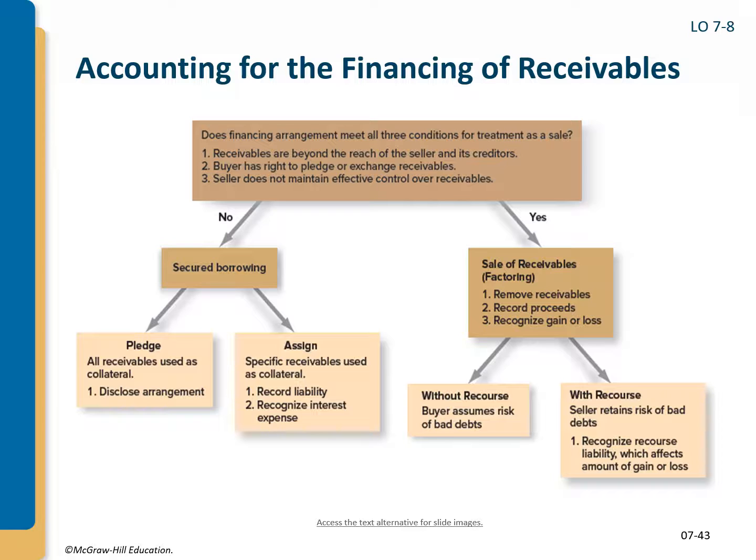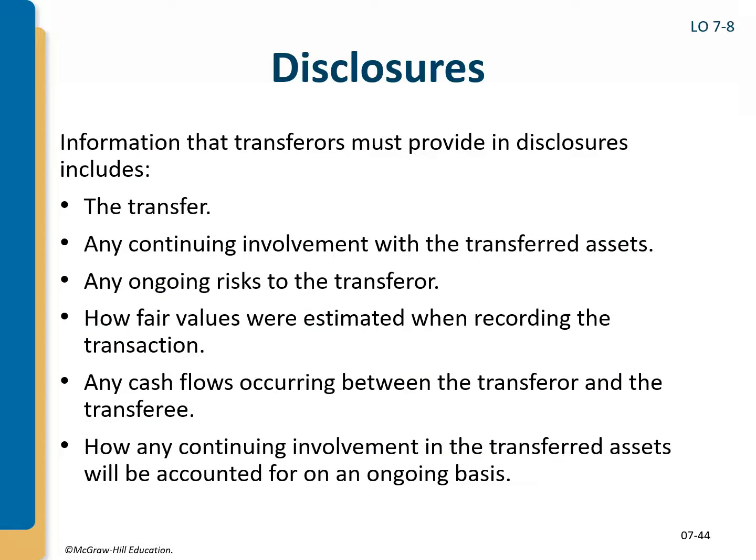Here's a great flow chart of those three requirements, and if they're met, it's a sale. Then we have to determine, is it without recourse or with recourse, and the characteristics associated with it. If they don't meet these three characteristics, are they pledged or assigned, and how we do the recording for those types. And we went through all of those already.